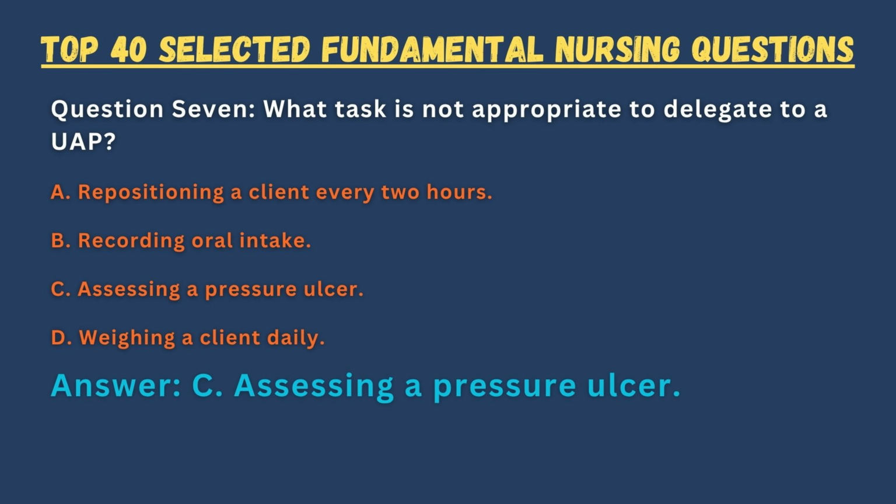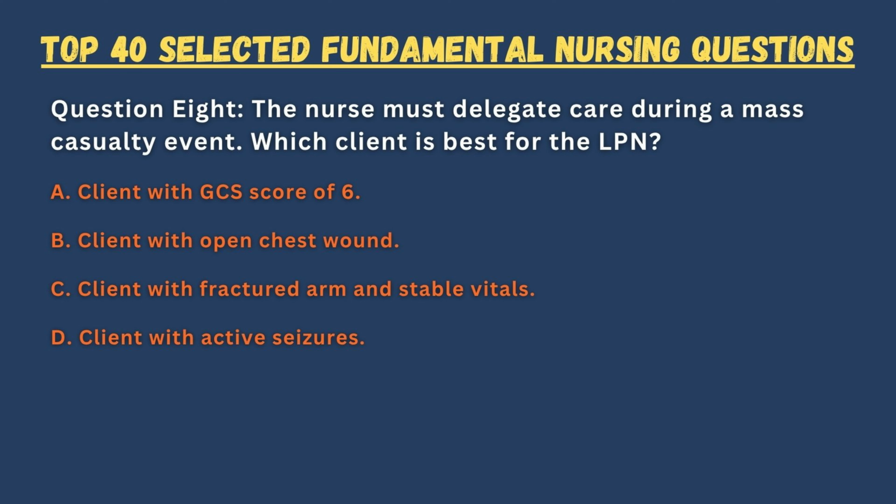Answer. C. Assessing a pressure ulcer. Question 8. The nurse must delegate care during a mass casualty event. Which client is best for the LPN? A. Client with GCS score of 6. B. Client with open chest wound. C. Client with fractured arm and stable vitals. D. Client with active seizures.